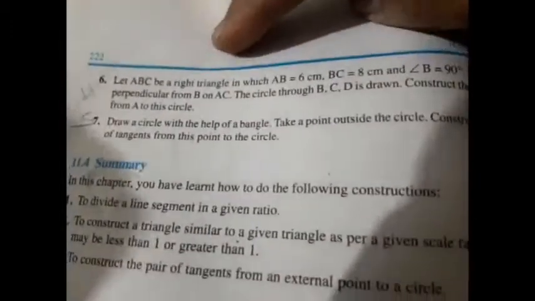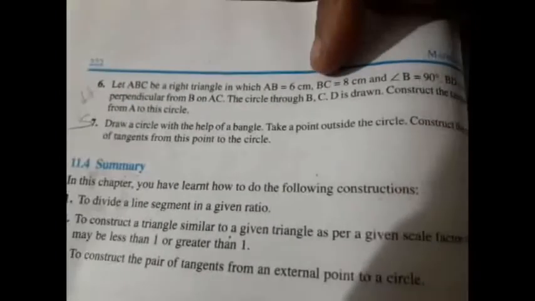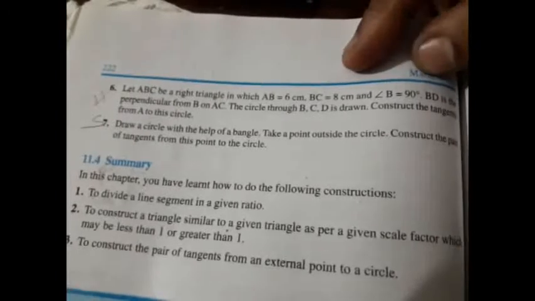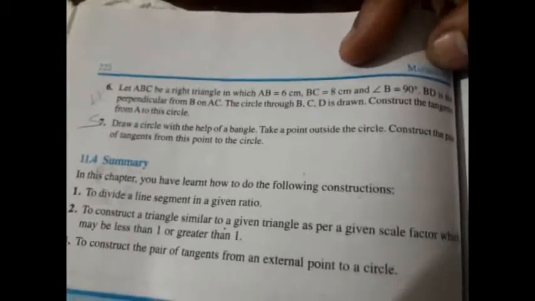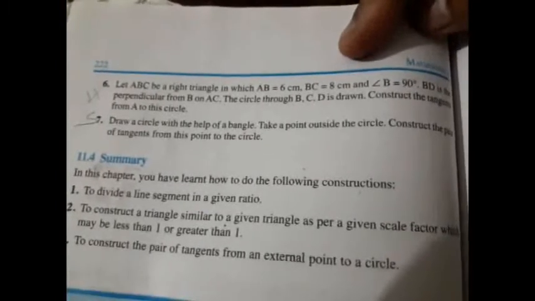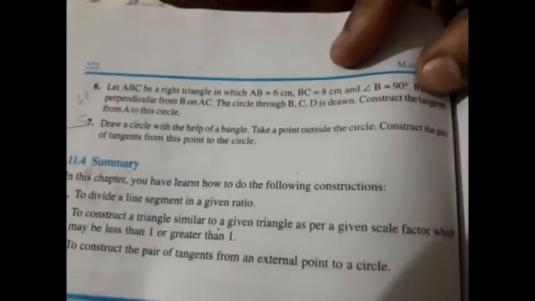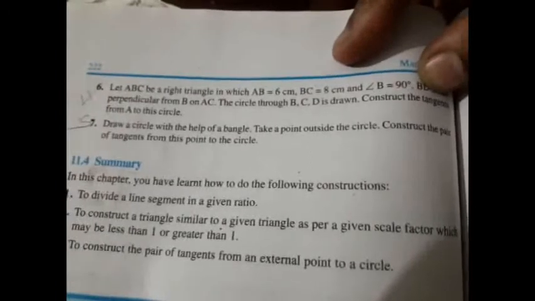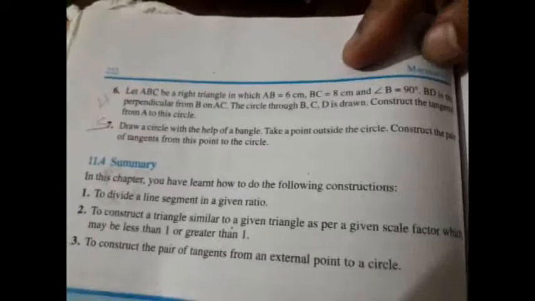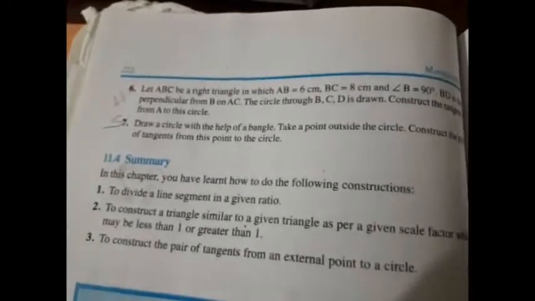Let ABC be a right triangle in which AB equal to 6 cm, BC is 8 cm and angle B is 90 degree. BD is the perpendicular from B on AC. The circle through BCD is drawn. Now construct the tangents from A to this newly drawn circle. Now let me show you how can we construct this.